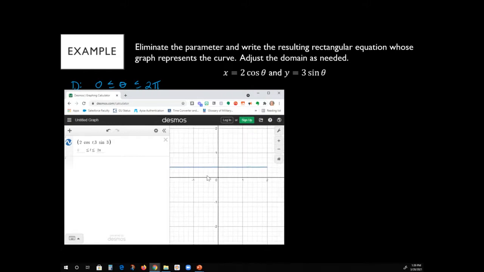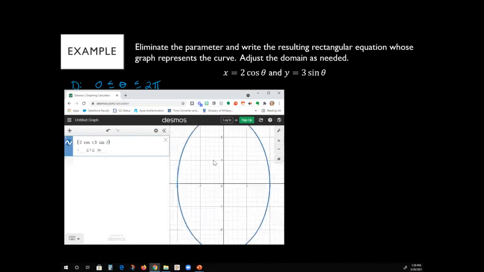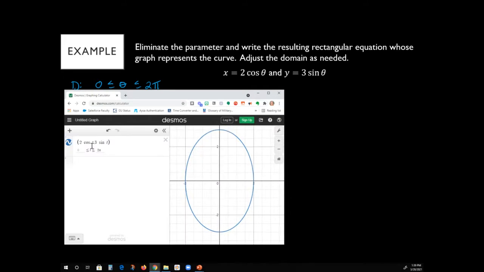So see how this actually gives us a straight line here. It's interesting. Oops, that's why, that's t. There. Okay, this is what I was expecting. I was wondering why it was looking like a straight line. So notice this is what our parametric equation graphs. It actually graphs an ellipse.